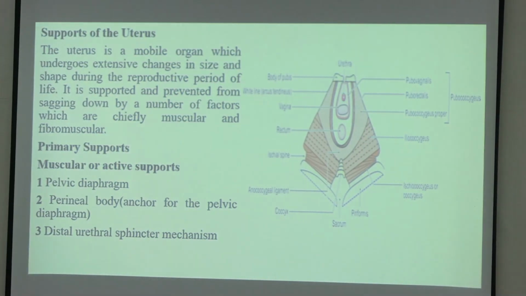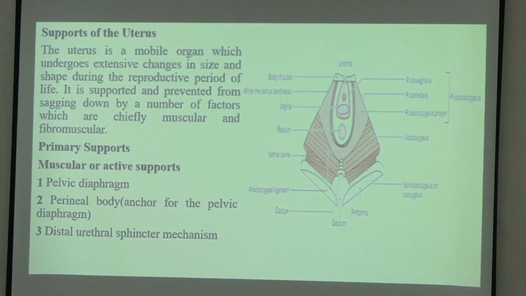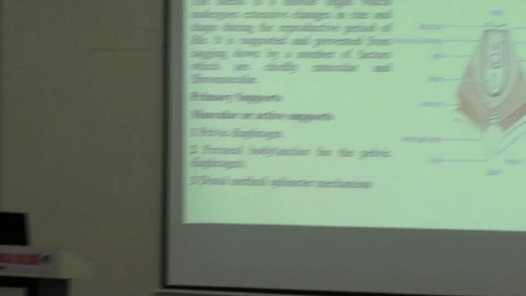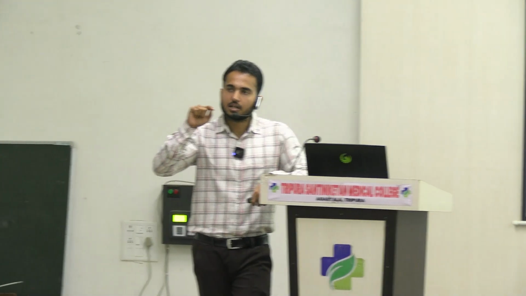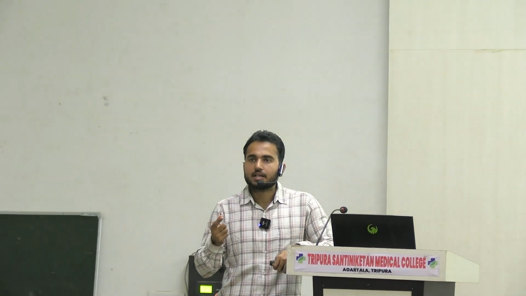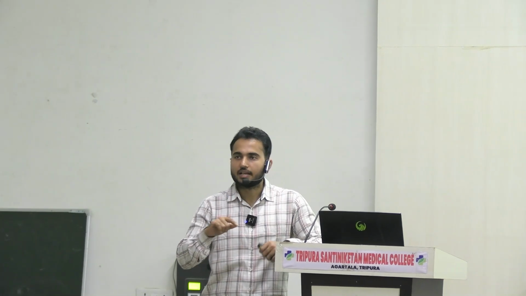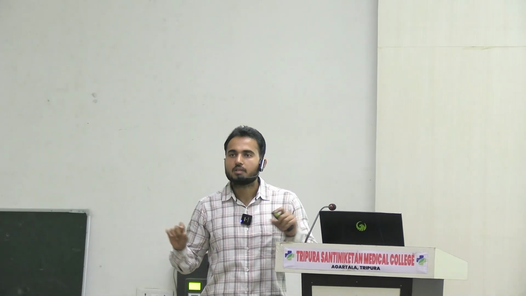Next, the distal urethral sphincter mechanism. Okay, so the sphincter urethral mechanism is there. Two groups of muscles are attached to the urethra along with the terminal part of the urethra, and they are also connected with the vagina, and laterally they are attached to the pelvic wall.